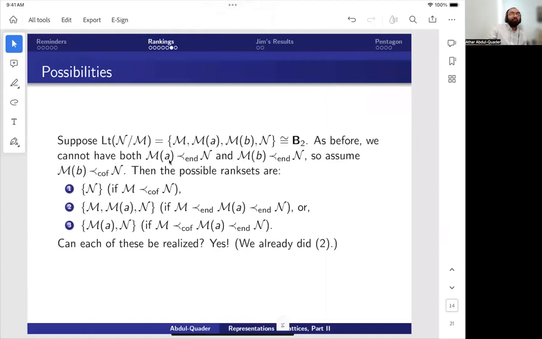We cannot have both M of A and M of B be end extensions. So in other words, M of A and M of B both cannot be in the rank set. So at least one has to be cofinal. So let's assume that M of B is cofinal, which means the rank of B is going to be the top model. So the rank of M of B is going to be N.